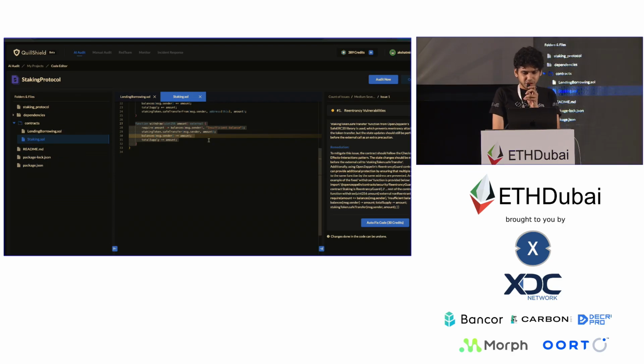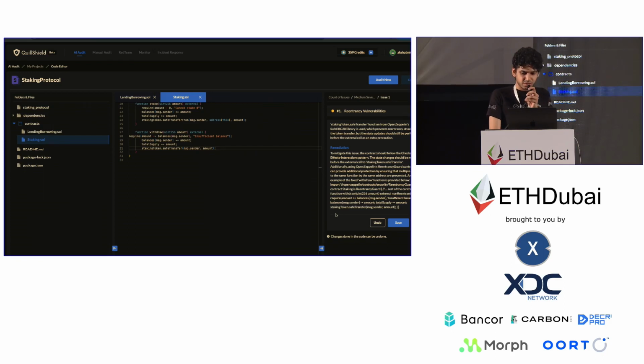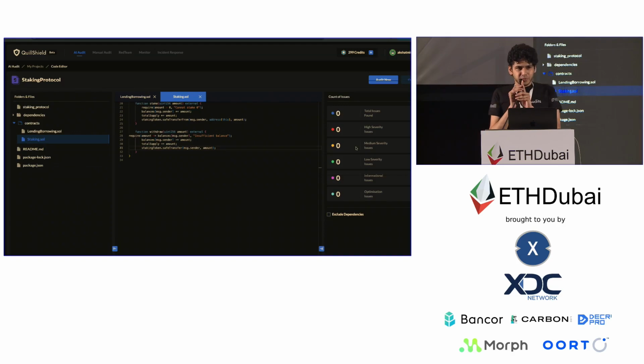So here are 2 things you can do. You can either fix this yourself, or you can use autofix, which is available for a select few vulnerabilities. Let's see how that works. It seems the autofix has fixed it. But to really check, you've got to hit Audit Now again. Okay, let's go. And yay, 0 vulnerabilities. That was a pretty simple demonstration of what this tool is capable of.